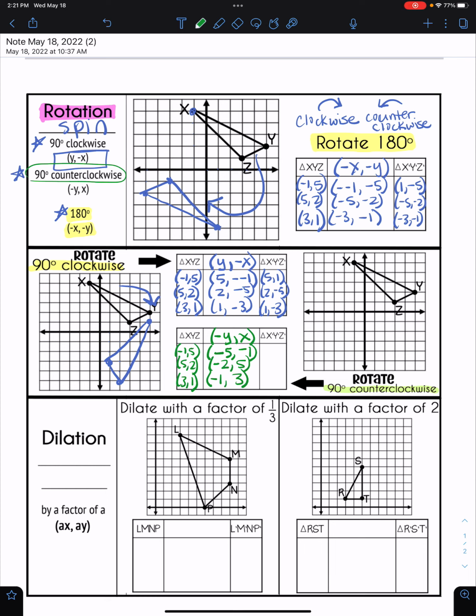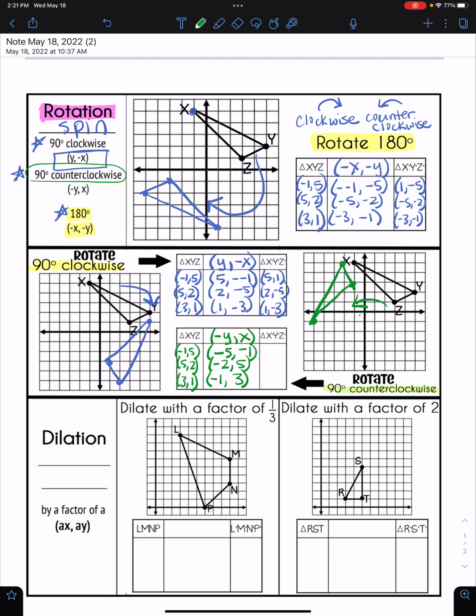Let me graph those new points. I have -5, -1, -2, +5, -2, and then 1, 2, 3, 4, 5. And then we have -1, +3. And connect them. And this is like doing a 90-degree rotation counterclockwise.